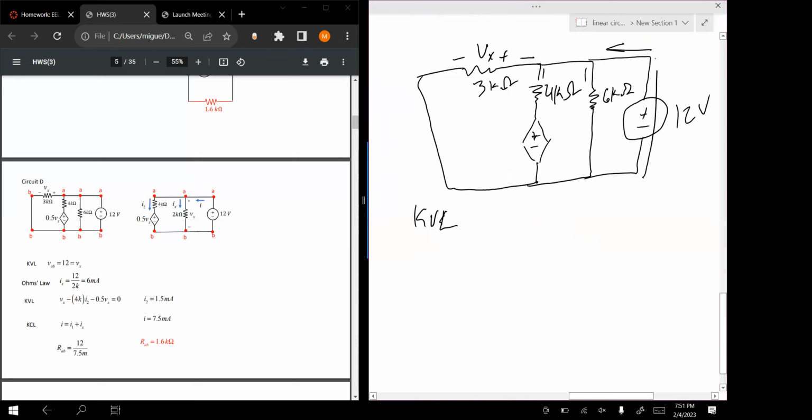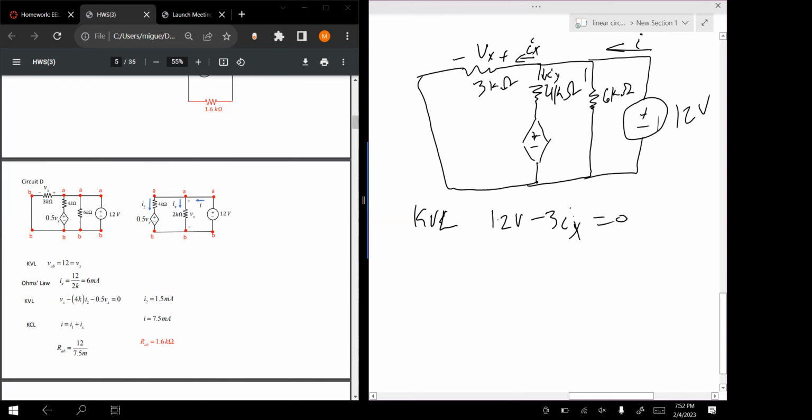So she probably KVL'd just the outside like this, right? That's my assumption. So if I do that, I get a 12-volt rise minus 3 times IX here. We're going to say we have a current here: this is current IX, this is current IY, and this is just current I. 12, 3IX, and that's equal to 0.